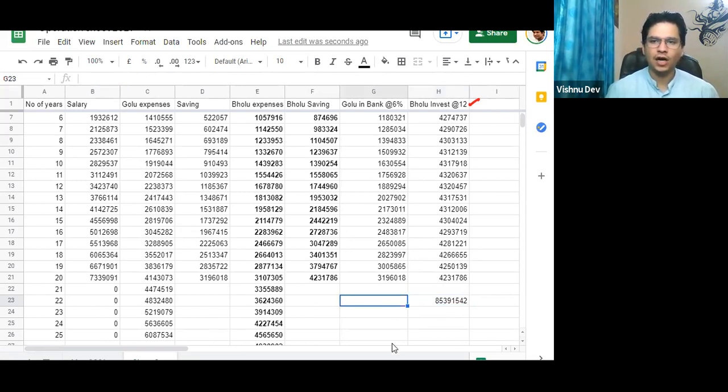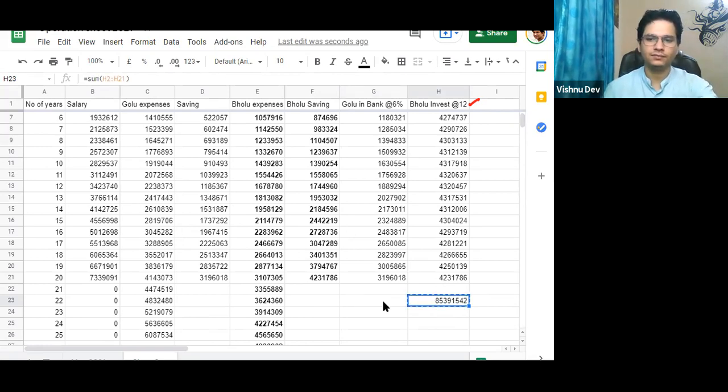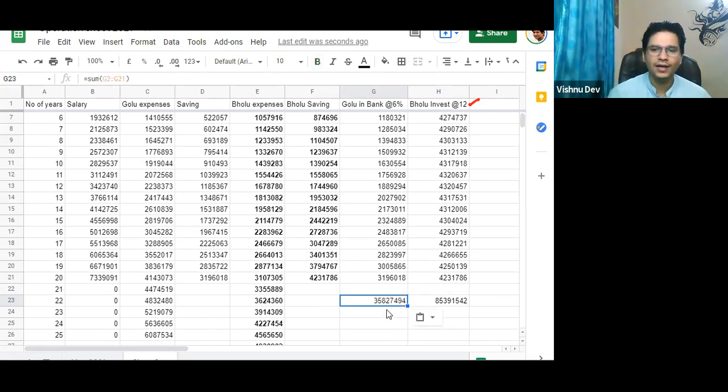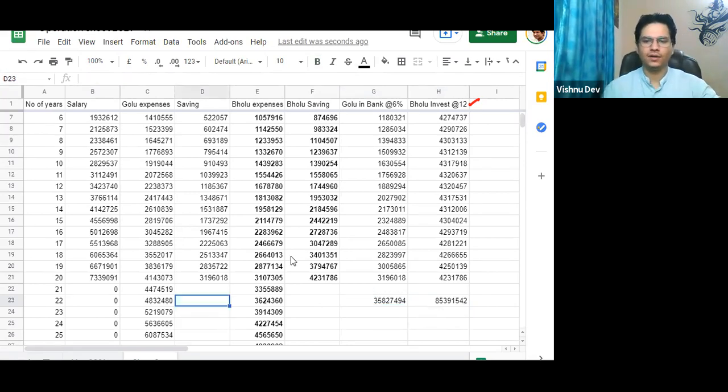And how much Bholu will get? Tell me. No, it is for Bholu. Now let us see how much Bholu will get. Bholu will get 3 crore 58 lakh. Yes or no? Right? Okay. How much Bholu will save?